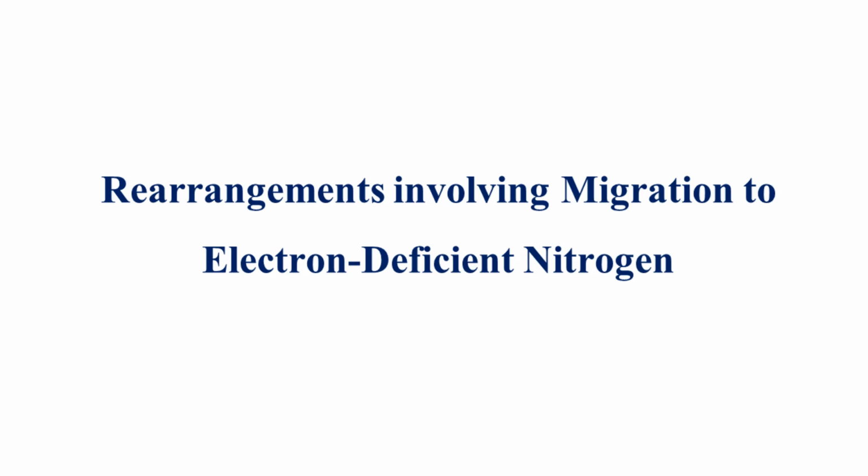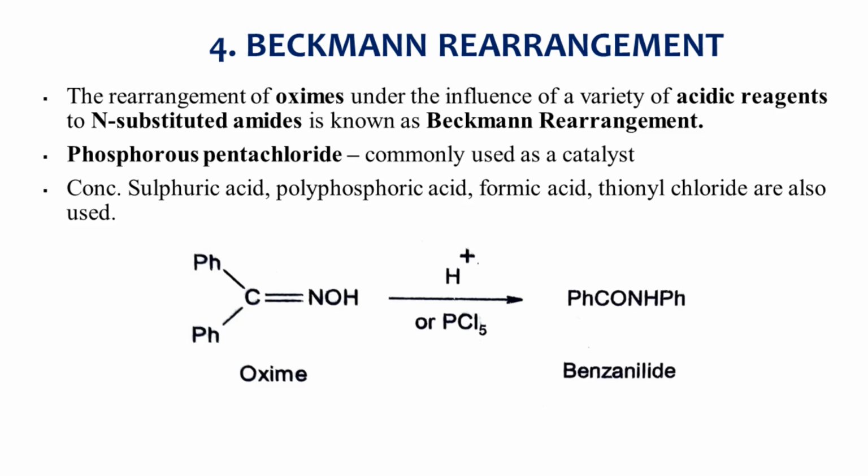Now, let's explore rearrangements involving migration to electron-deficient nitrogen. These reactions are significant in the synthesis of various nitrogen-containing compounds. The Beckmann rearrangement involves the conversion of oximes to amides under the influence of acidic reagents. Phosphorus pentachloride is commonly used as a catalyst in this reaction.